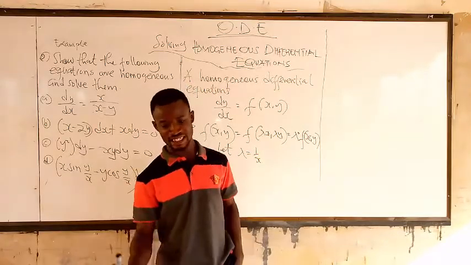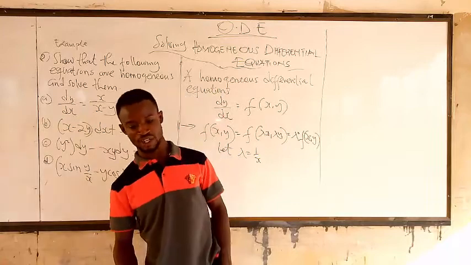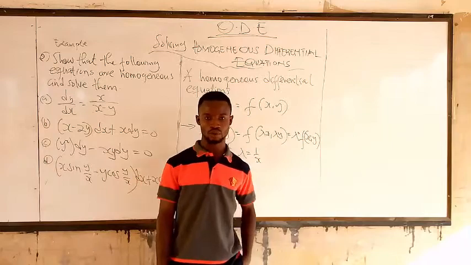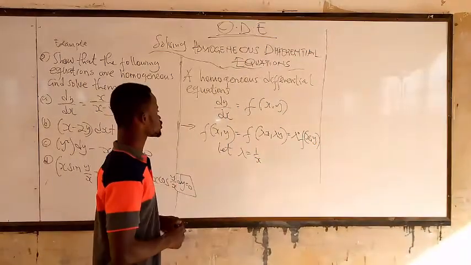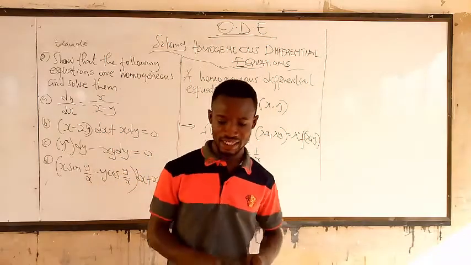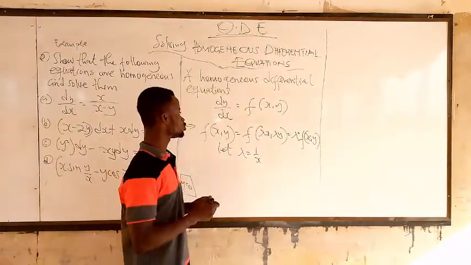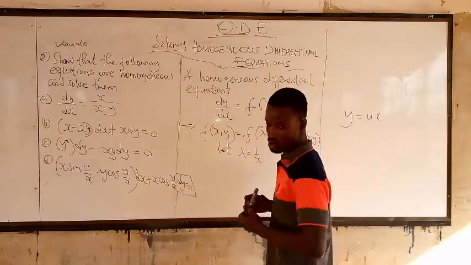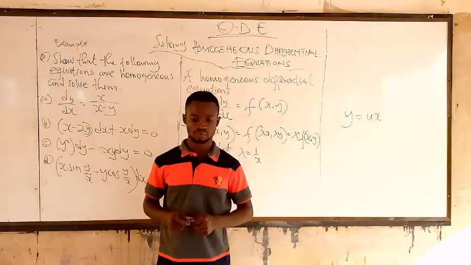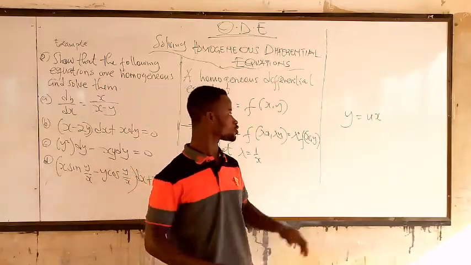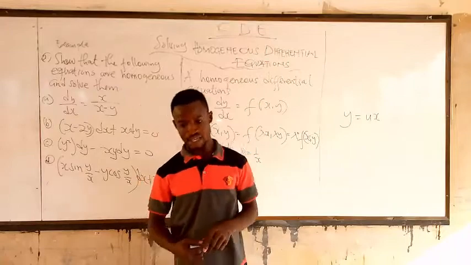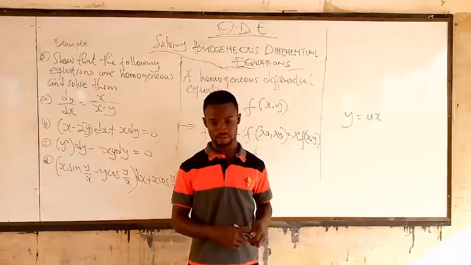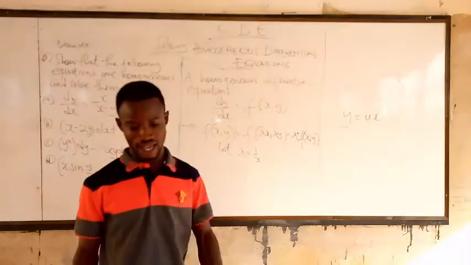Consider the first order homogeneous differential equation. Then we can do a change of variable, and that is y is equal to ux. You are going to use this to transform it into a separable equation in the variables u and x. So let's look at the proof.